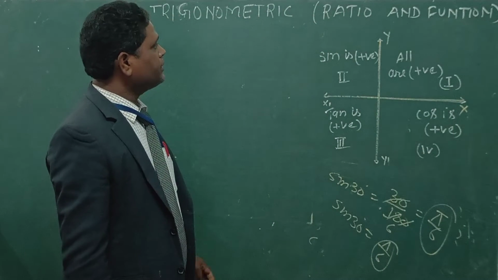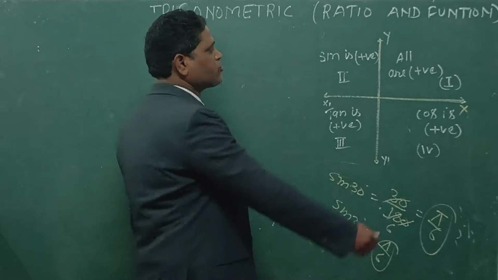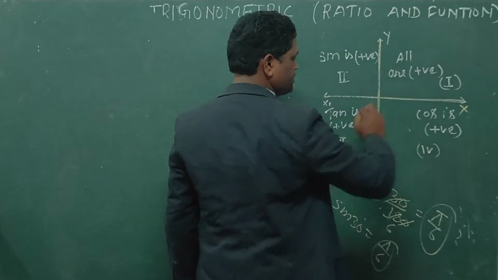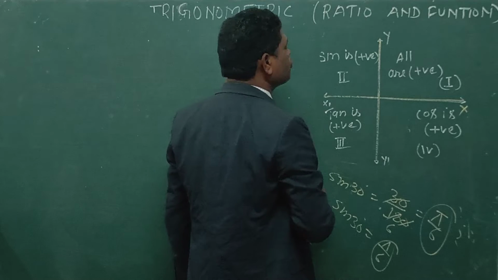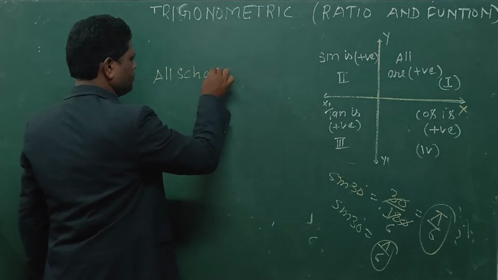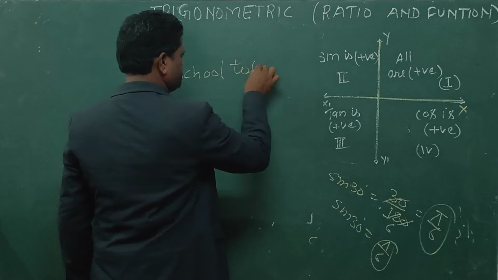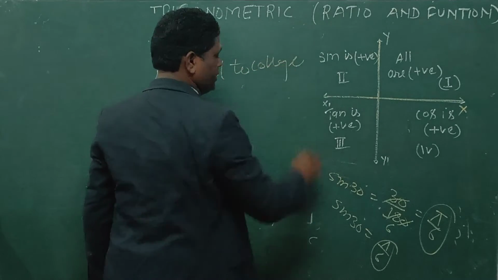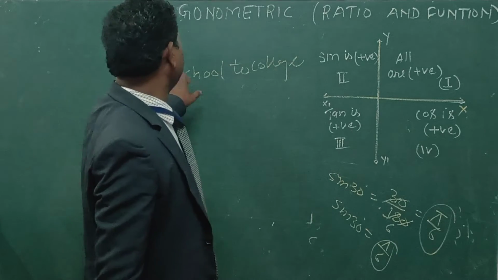According to trigonometry, in the first quadrant, all are positive. ASTC: "All" is equal to the first quadrant. All means all trigonometric functions.